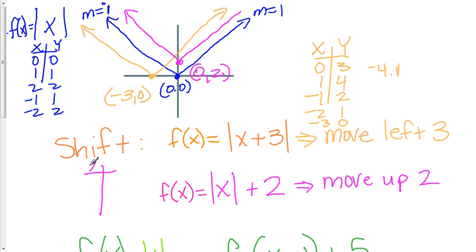Looking at it as far as coordinates are concerned, substituting a 0 in would get you 2, a 1 in would get you 3, a negative 1 would get you 3 as well, because the absolute value of a negative 1 is 1, plus 2 is 3.